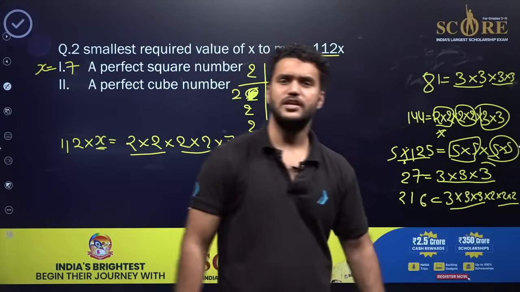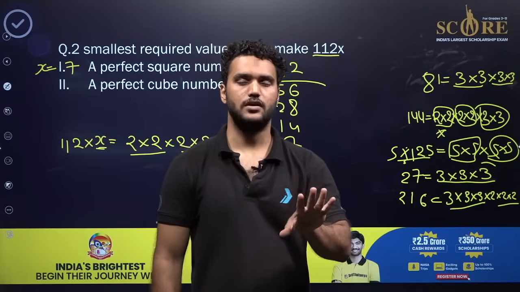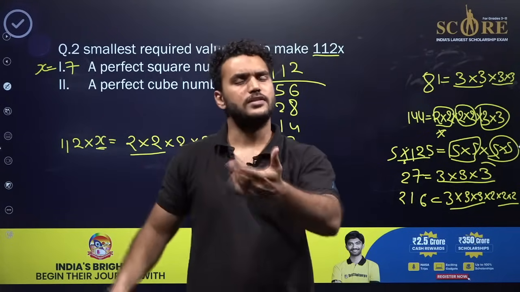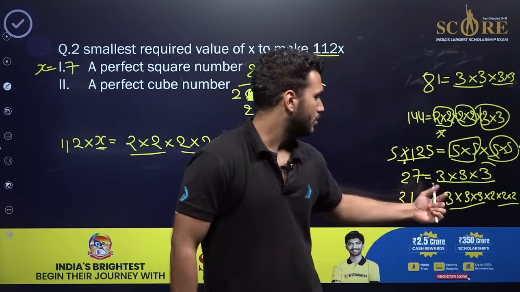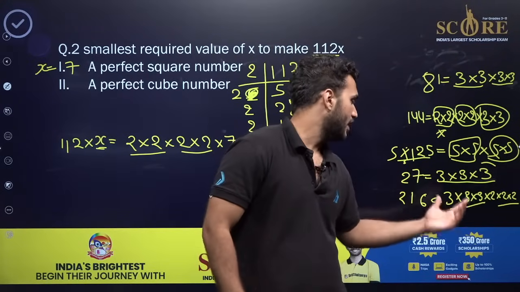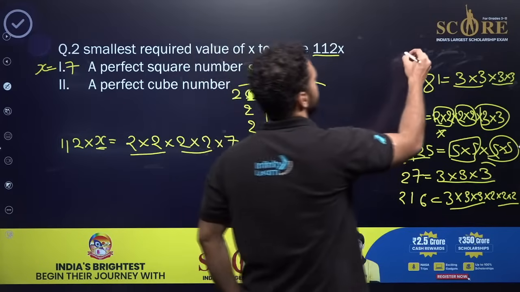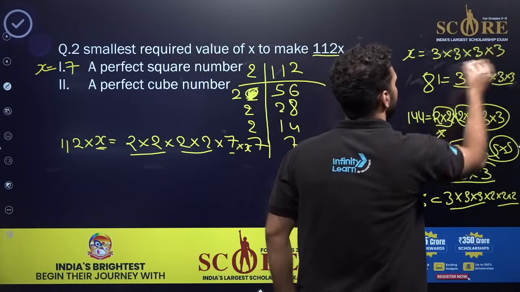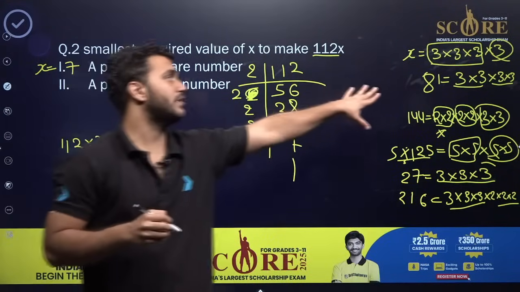But sir, does it mean you will get only a single group of 3s and not more? No, if there are six 3s, 3 into 3 into 3 into 3 into 3 into 3, this is also a perfect cube number. What we need is to break them down into groups of 3. You always should have complete groups of 3 if it's a perfect cube number. Like if I say this number is 3 into 3 into 3 into 3, I am getting one group, but the next group is not complete. So this cannot be a perfect cube number.